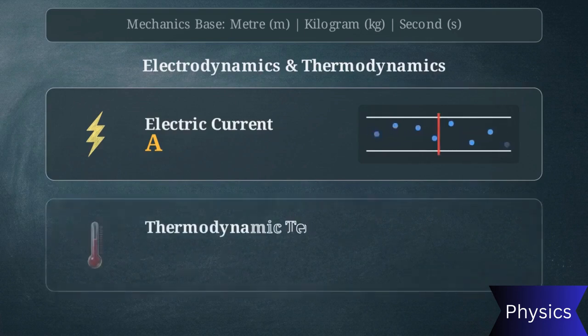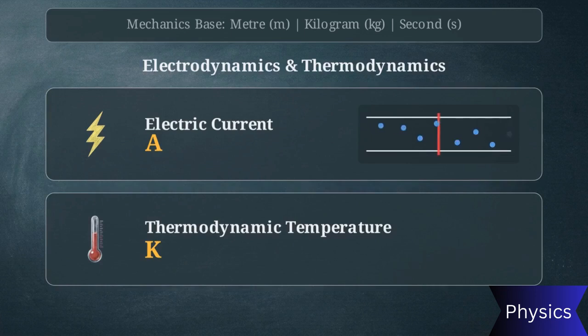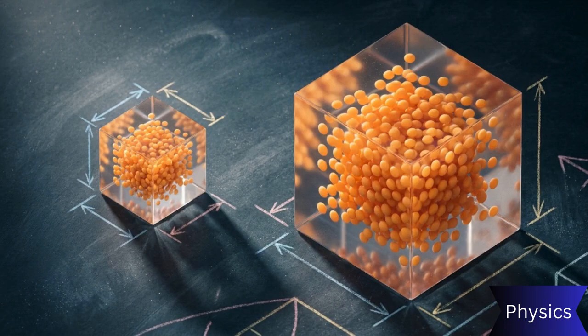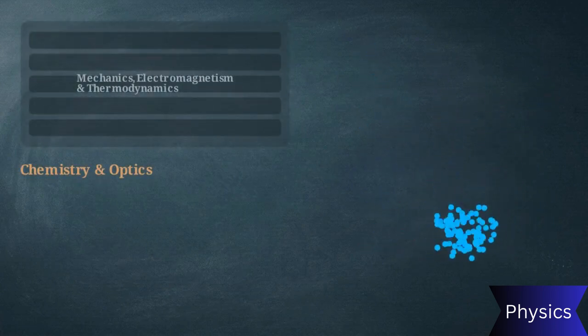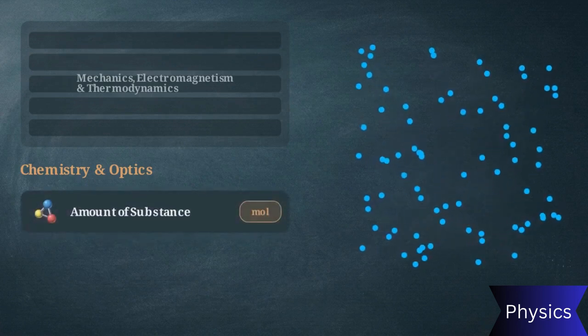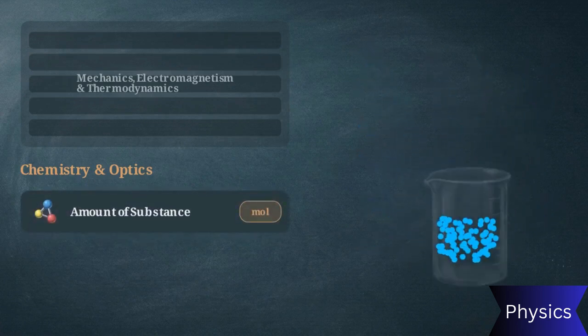For thermal physics, we use thermodynamic temperature, measured in Kelvin, or capital K. The Kelvin measures the absolute thermal energy of a system, a value that remains consistent regardless of the system's mass. The final units bridge the gap between microscopic particles and human perception. In chemistry, we track the amount of substance, measured in moles, or mol.